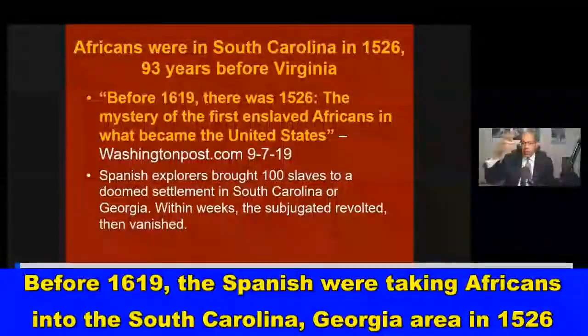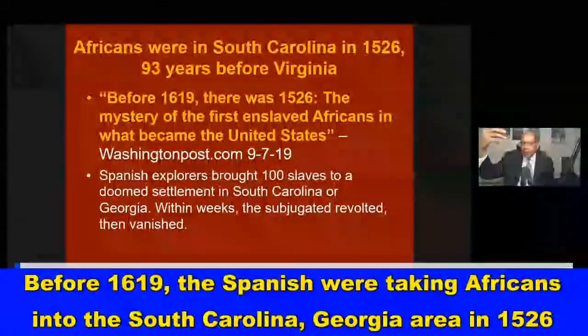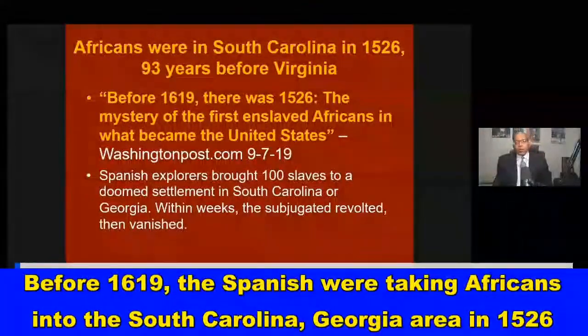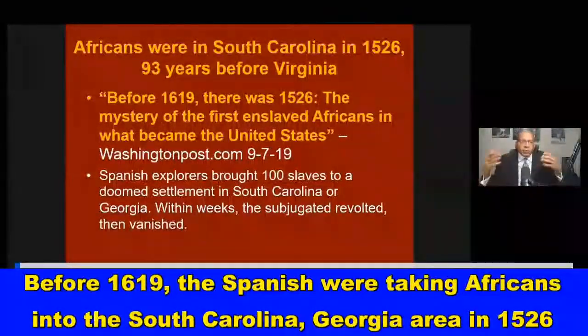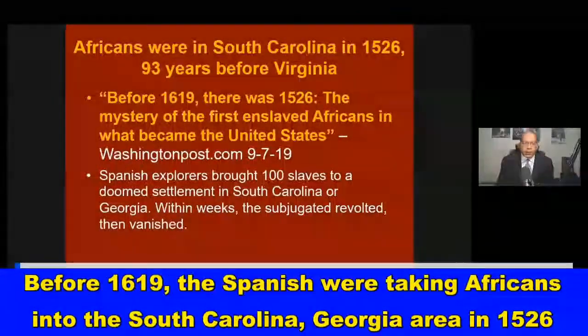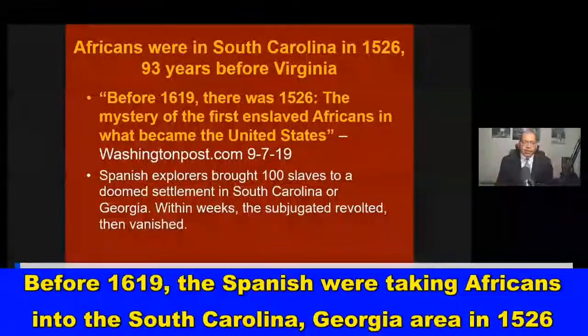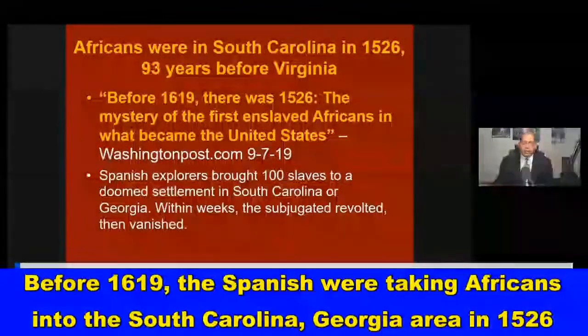Those Africans, there's going to be an uprising. They're going to overthrow their oppressors and they're going to run away. And it's believed they went to live with Native Americans. So the Spanish tried to set up the settlement, but it was a failed settlement. Spanish explorers brought 100 African slaves to a doomed settlement in South Carolina or Georgia. Within weeks, the subjugated revolted, then vanished.